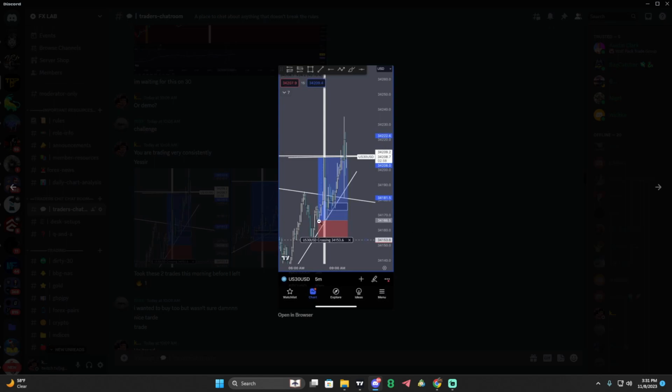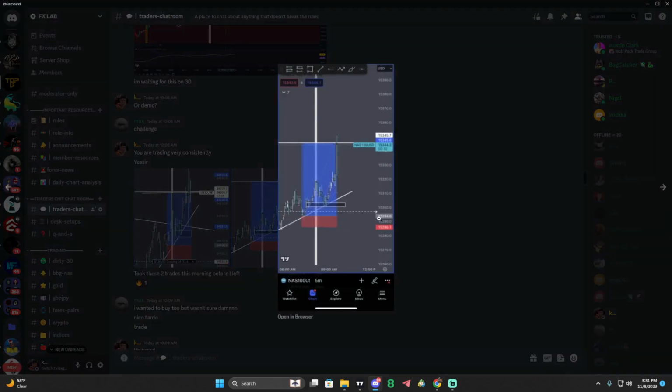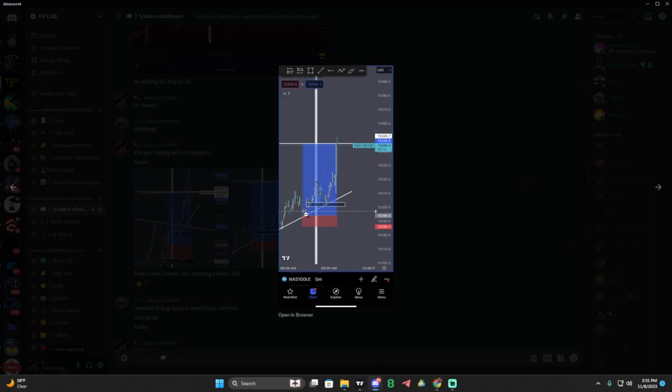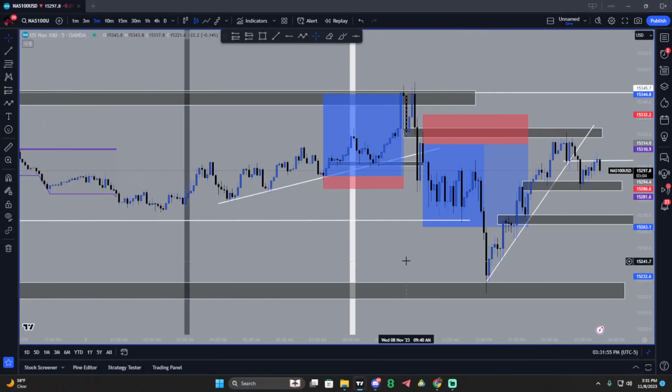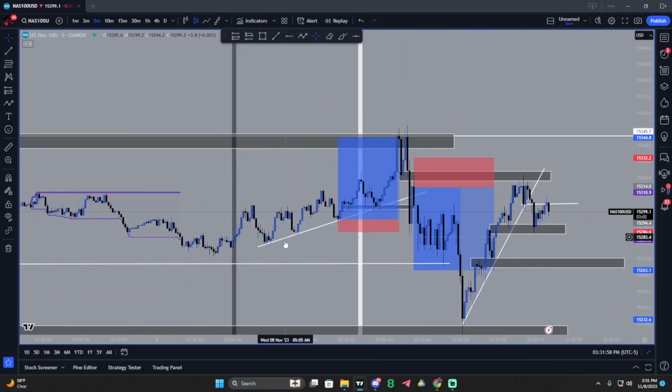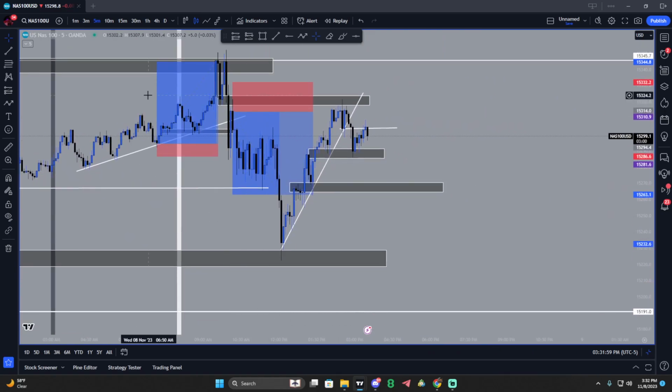This is US 30. Buy right here on US 30. Take profit up at the resistance, stop loss that low. NAS 100 right there. Enter, take profit, stop loss that low. So that was my setup for NAS and US 30 for the day.